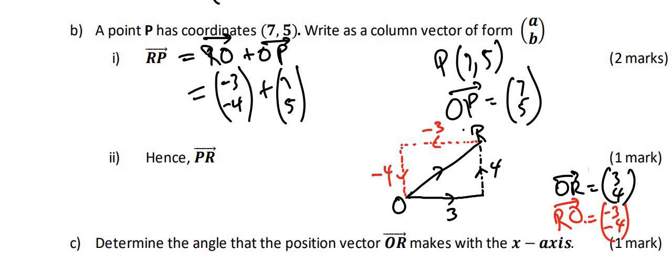And of course we want to simplify this. -3 plus 7 is going to be 4. When we add numbers with different signs, we basically subtract and keep the sign of the quantity that is further away from 0. Then -4 and 5, because they have opposite signs, we subtract and get +1. Now if RP is 4, 1, then PR, again similar to OR and RO, RP and PR will have the same numbers but different signs. Quite easy, 1 mark.